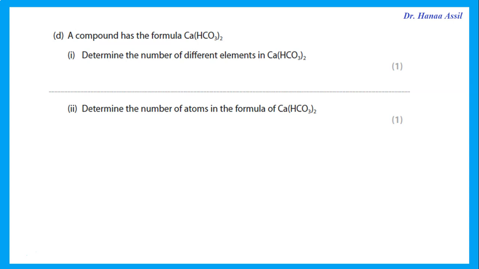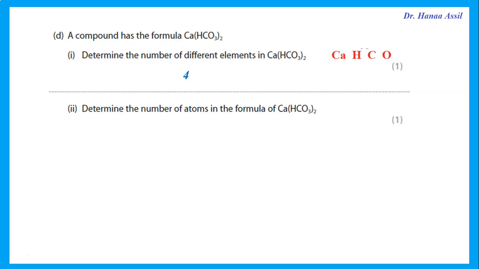A compound has this formula. Determine the number of different elements in this compound. Different elements. What do we have? We have calcium, hydrogen, carbon, and oxygen. So actually we have 4 different elements.